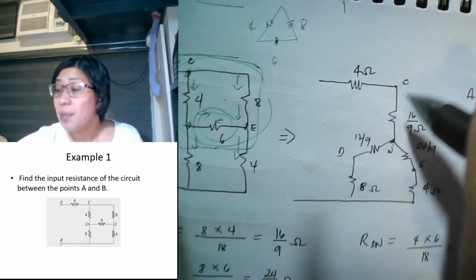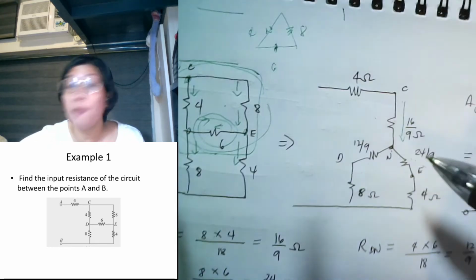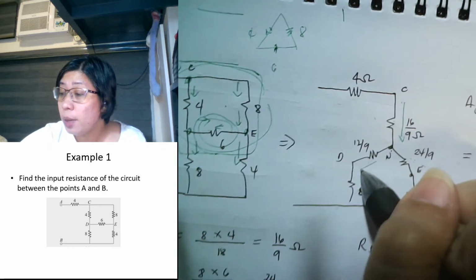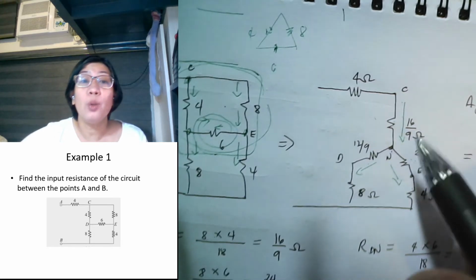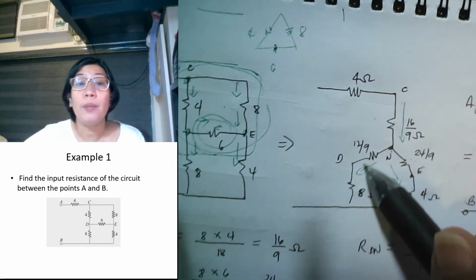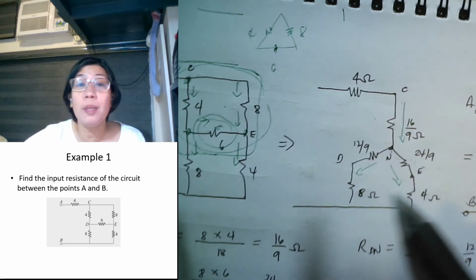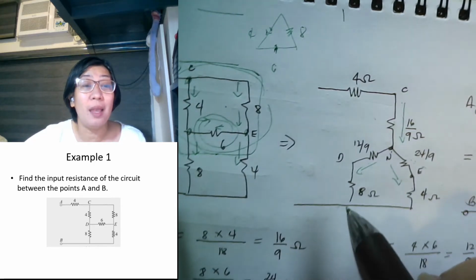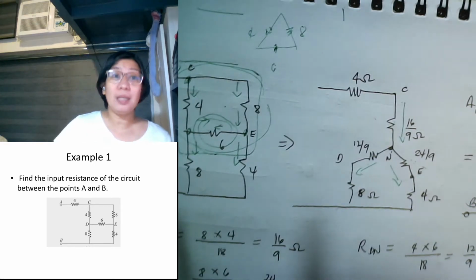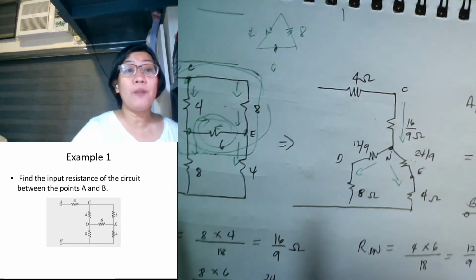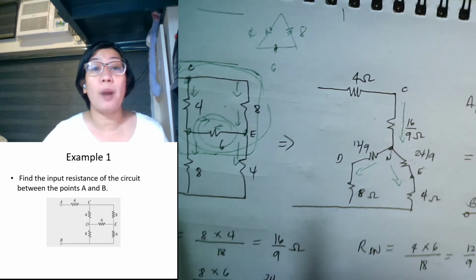Why? Because the current will divide here. So one will go here and one will go here. So what happens is this 2 is in series and this 2 is in series, and the series combination is in parallel. So we can easily distinguish how to get the equivalent resistance of our circuit.